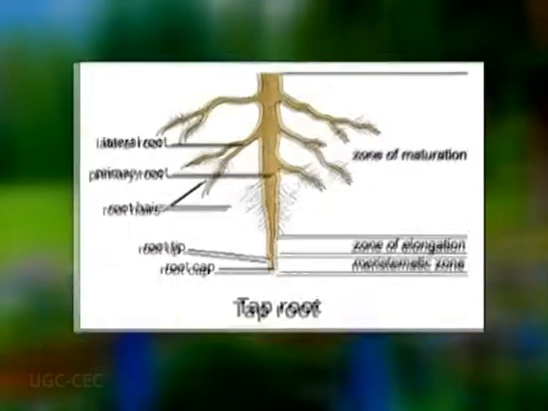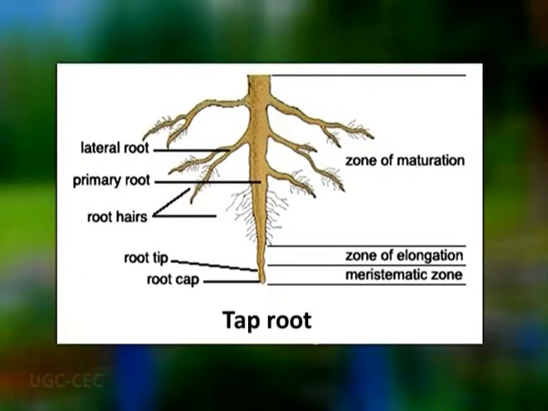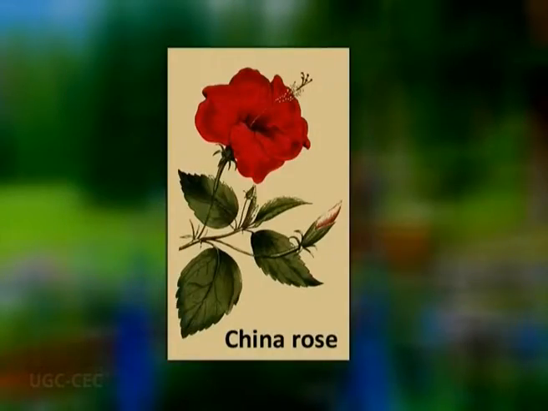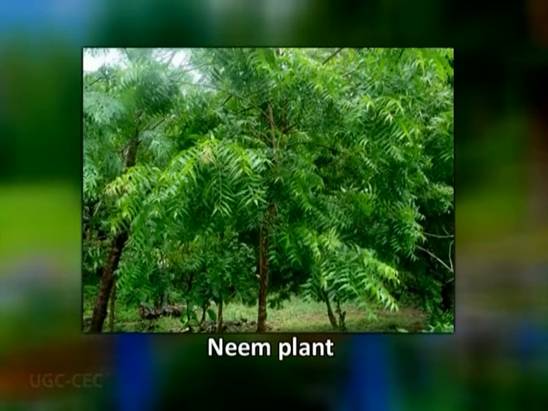Taproots usually penetrate great depths and are woody. Such roots are also called the deep feeders. It is the main root system of dicots, for example, gram, China rose, neem. Fibrous root system. In many plants, the root system consists of a cluster of cylindrical fiber-like roots.